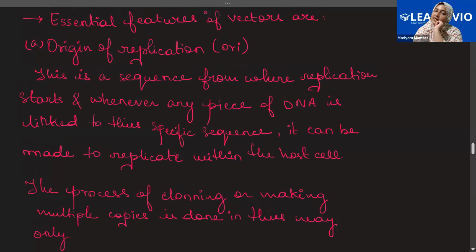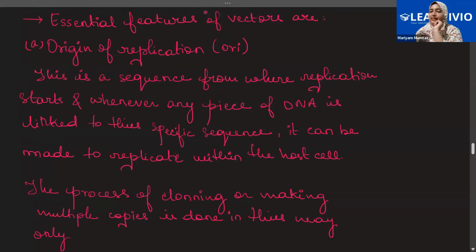Yes. See, in any vector, say vector A, there is a sequence. You understand the meaning of sequence? A DNA sequence, right? In that sequence, we call that particular sequence the origin of replication, because on that sequence only replication starts. What is replication? The making of multiple copies of DNA. All of you have studied it in molecular biology. So the part wherein replication starts is known as ORI, origin of replication.